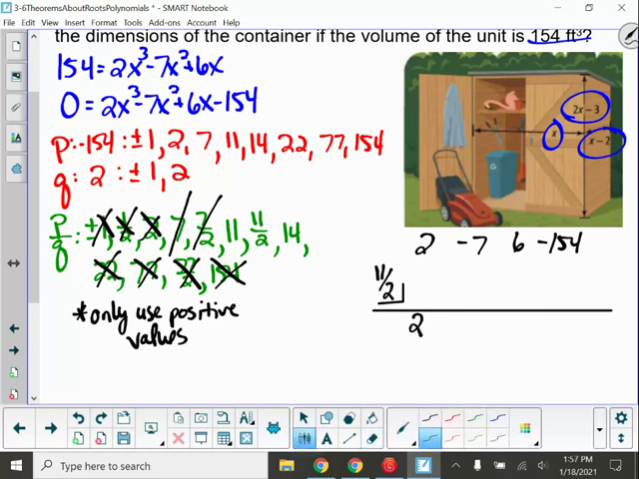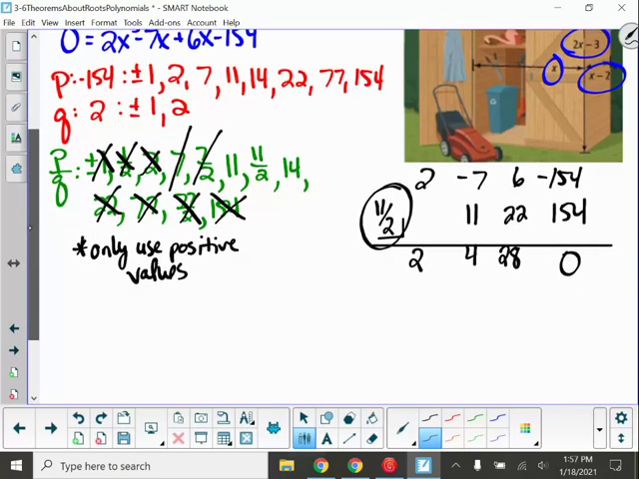So bring down the 2. 2 times 11 halves is 11. Add, I get 4. 4 times 11 halves is going to be 22, which gives me 28. And then 11 halves times 28, well, the 28 and 2 reduce to become 14 and 1. 11 times 14 is 154, and that does give me the 0. Now, there is only one real solution to this. 11 halves is going to be my solution.